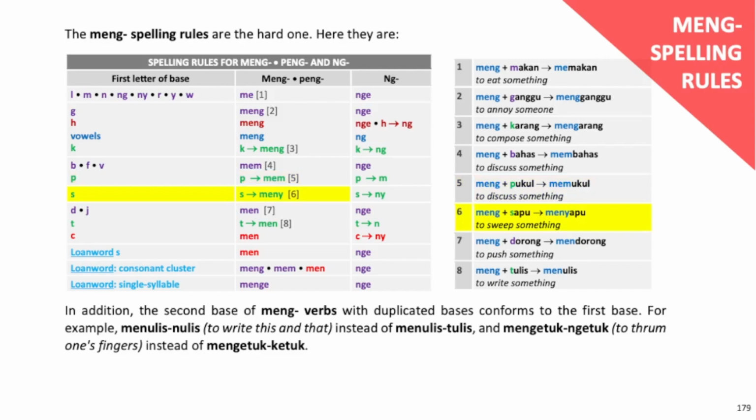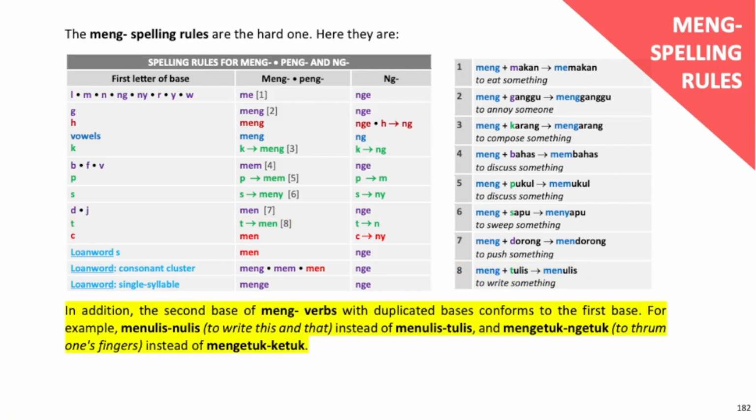S similarly is replaced by meny. Example 6, meng plus sapu becomes menyapu, to sweep something. D combines with men. Example 7, meng plus dorong becomes mendorong, to push something. T, here the T is clipped off. It's replaced by men. So meng plus tulis, in example 8, is menulis.